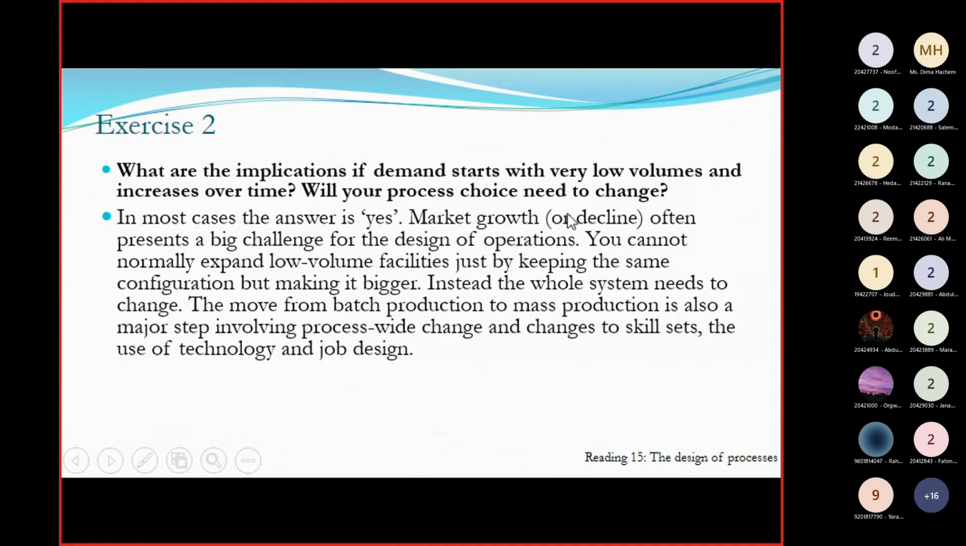Market growth or decline, meaning the opposite is also correct. If you had high volume, then it became low volume, same thing. Often presents a big challenge for the design of operations. You cannot normally expand low volume facilities just by keeping the same configuration, but making it bigger. Okay, sometimes you have to change the whole process because the demand for your products has changed.